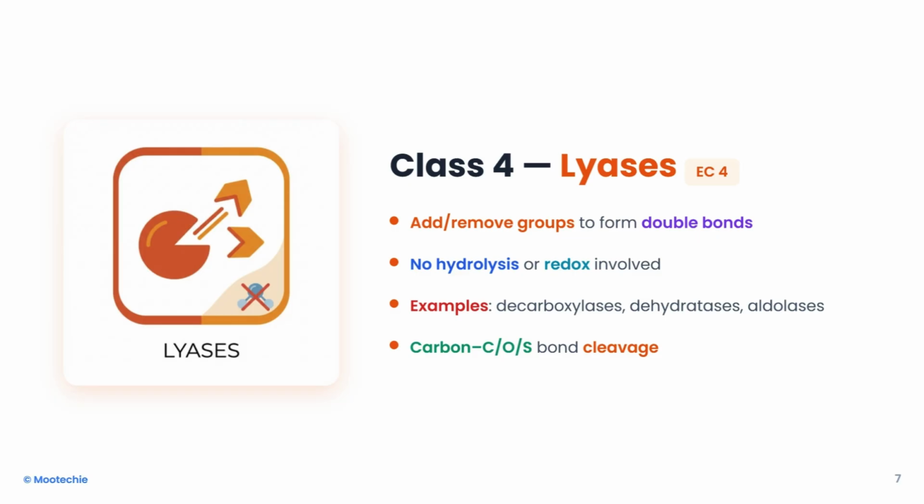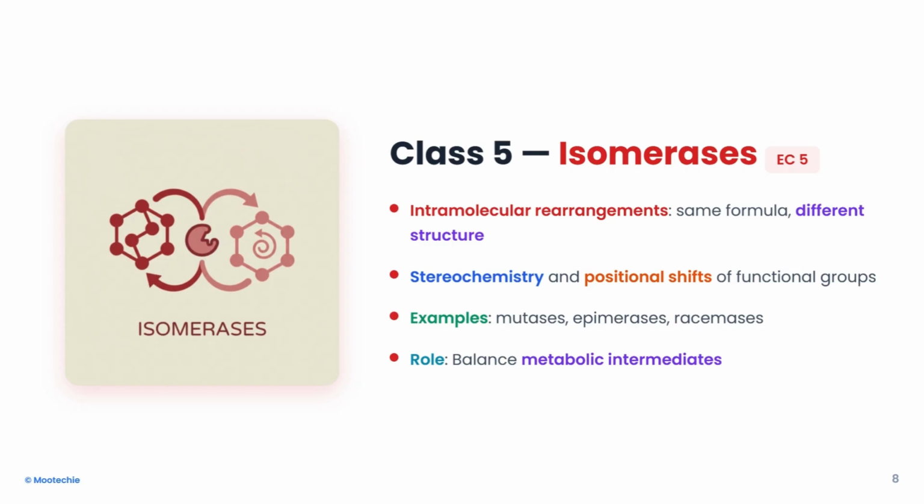Next up, a class of molecular rearrangers. Class 5, isomerases, EC5. These enzymes catalyze intramolecular rearrangements. They change a molecule into its isomer, same chemical formula, but a different structure. This involves changes in stereochemistry or the positional shifts of functional groups within the molecule. Examples are mutases, epimerases, and racemases. Their role is crucial for balancing and interconverting metabolic intermediates. The slide has the title Isomerases prominently displayed.